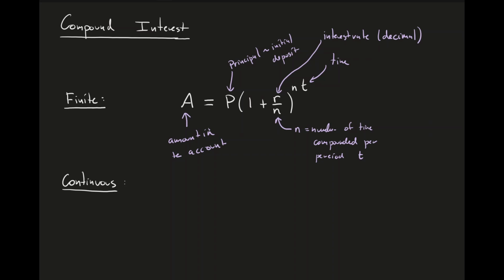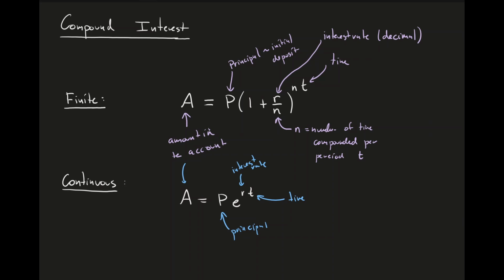So that's the finite version. The difference between the finite and continuous version is that in the finite version there's a finite number of times it's compounded per period. The continuous version is A equals P e to the rt, where in this case A is still the amount in the account, P is still the principal, r is still the interest rate, and t is still the time period.